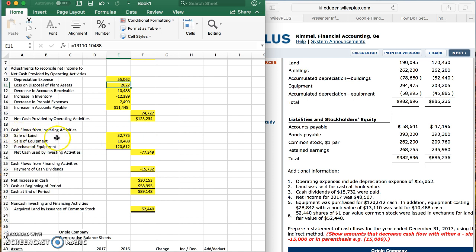Going down to cash flows from investing activities, we sell some land. It talks about that. Number 2, land was sold for cash at book value. This is the one issue that I had with this problem, but I was able to figure it out after the fact.